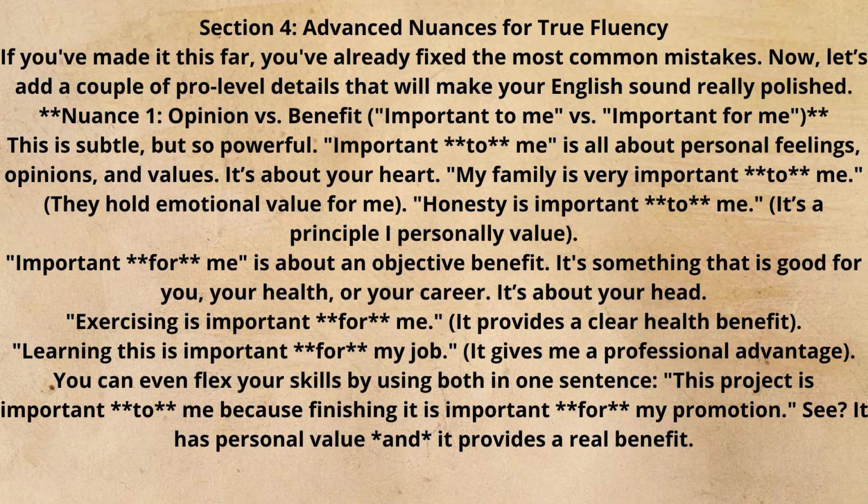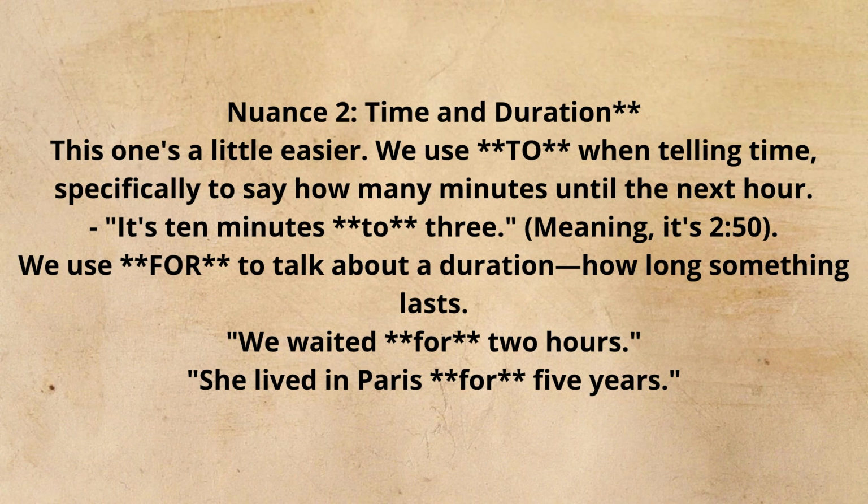You can even flex your skills by using both in one sentence. This project is important to me because finishing it is important for my promotion. See? It has personal value and it provides a real benefit. Nuance 2. Time and duration. This one's a little easier. We use to when telling time, specifically to say how many minutes until the next hour. It's 10 minutes to 3, meaning it's 2:50.